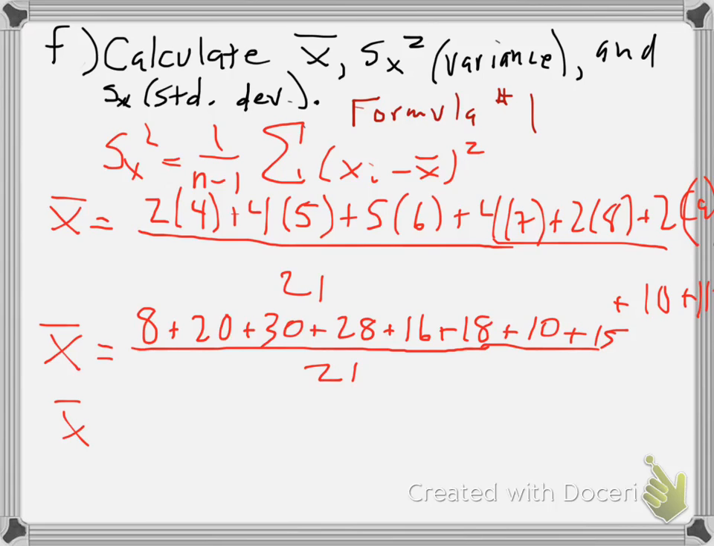So I got that the sum of x's was 145 divided by 21, which equals 6.90. Not the prettiest number in the world, but that's life sometimes. So this is merely step 1 of using this first formula. Let's recall, x bar was 6.90.